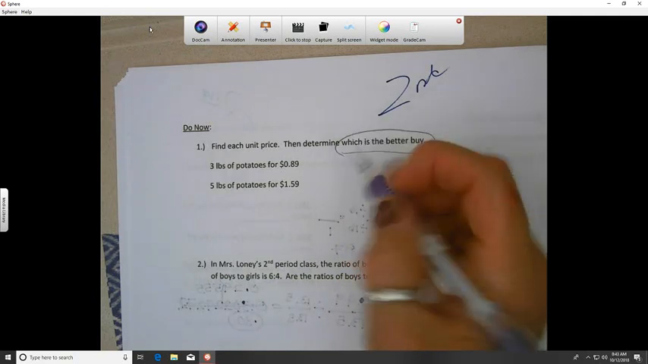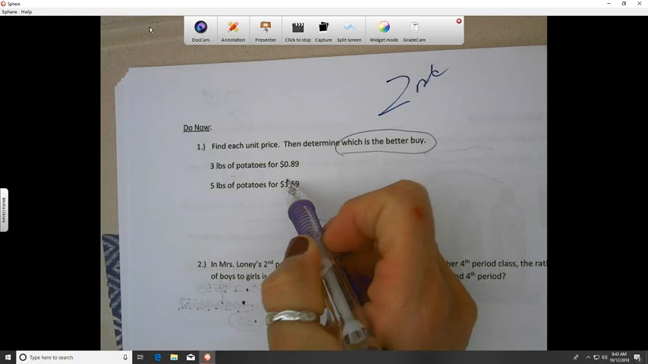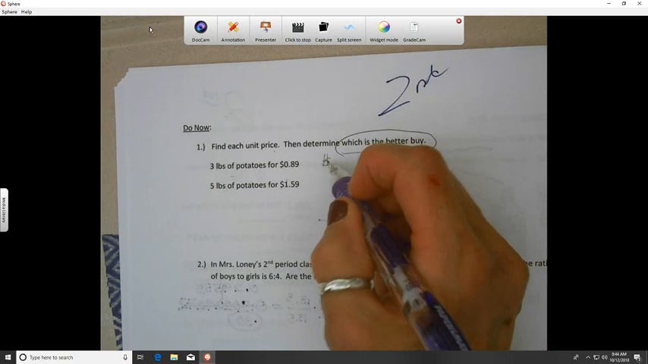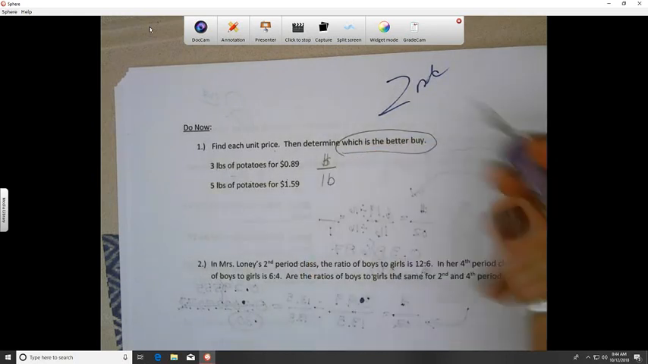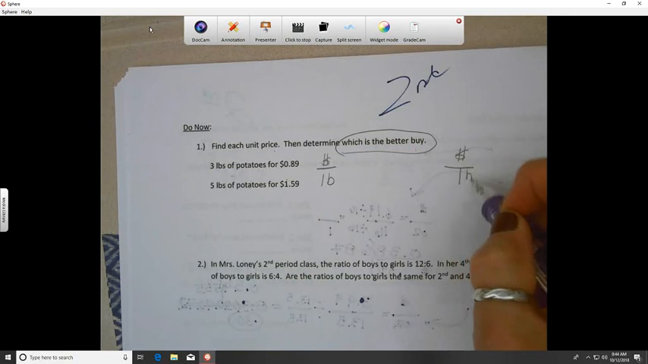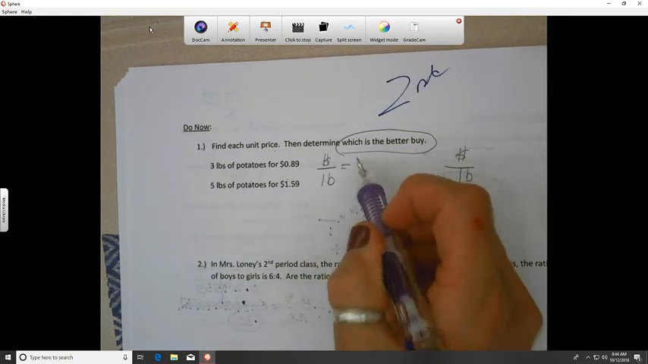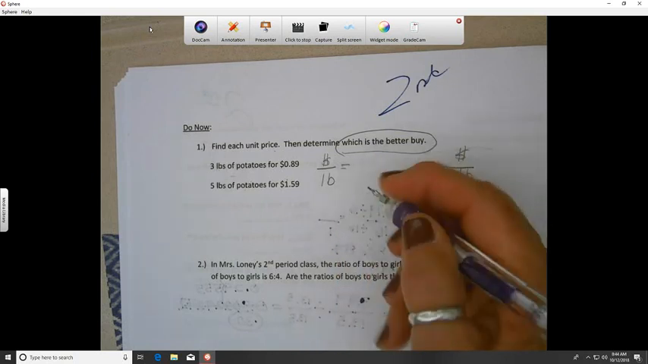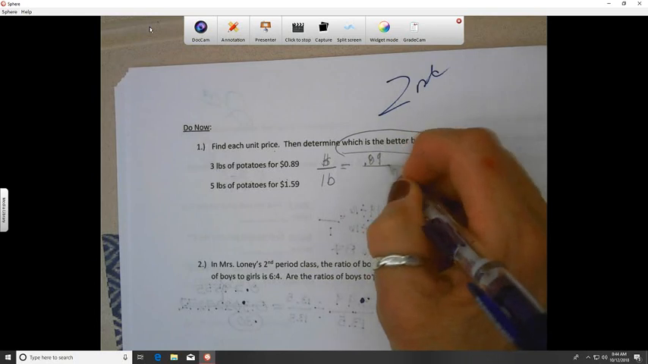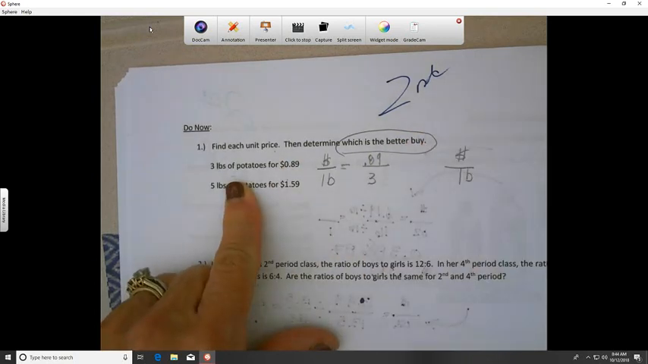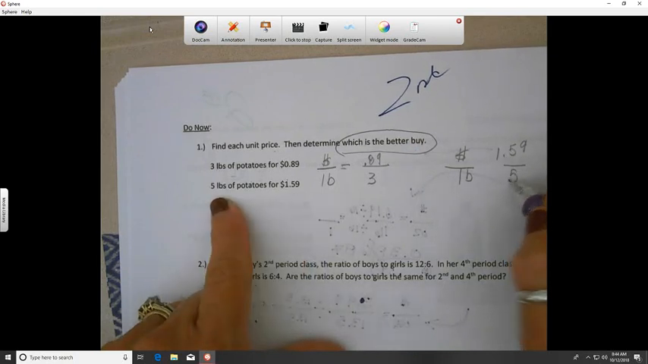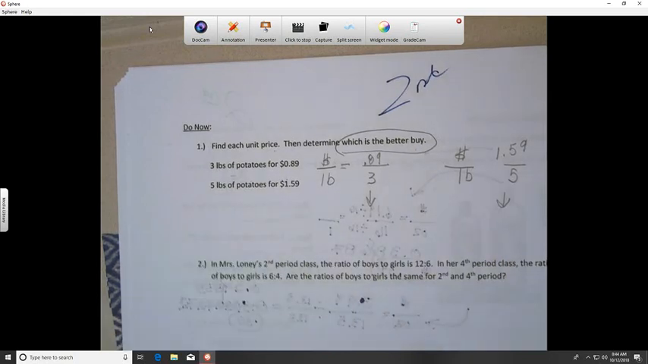Okay, so we have pounds of potatoes and 89 cents. We're finding the unit price and the better buy. Dollars on top, pounds on the bottom. Dollars on top, pounds on the bottom. Okay? So everybody should have this at least started. 89 cents on top, 3 pounds on the bottom, $1.59 on top, 5 pounds on the bottom. Do the math, what do we get? Every one of you should have this, or be thinking, or putting it in your calculator.